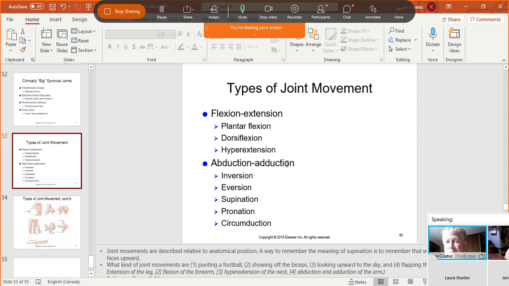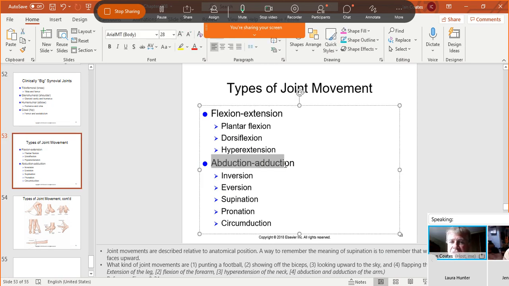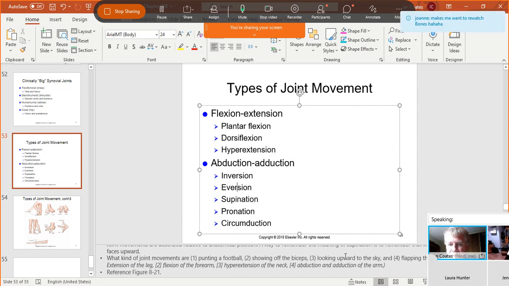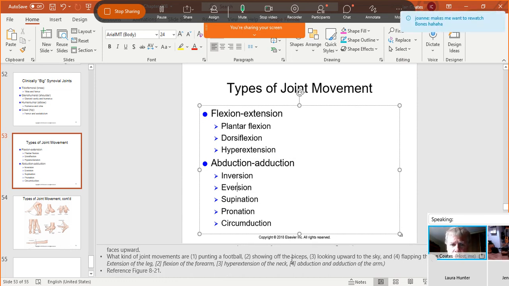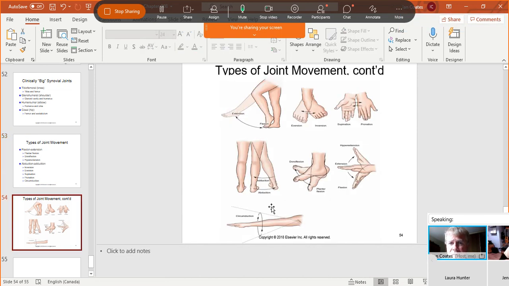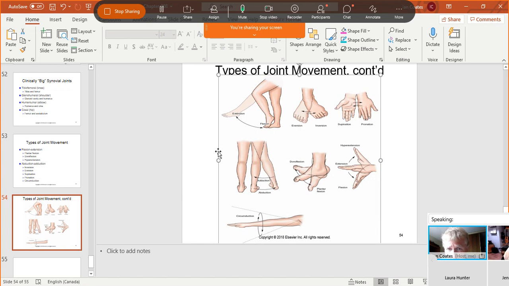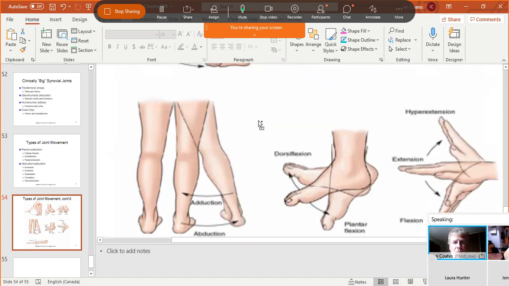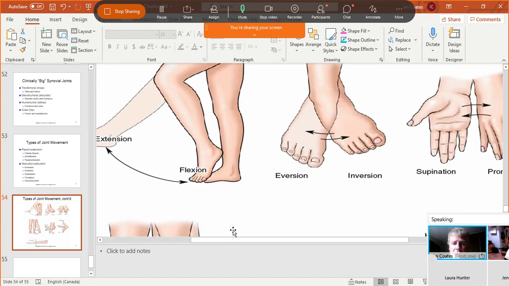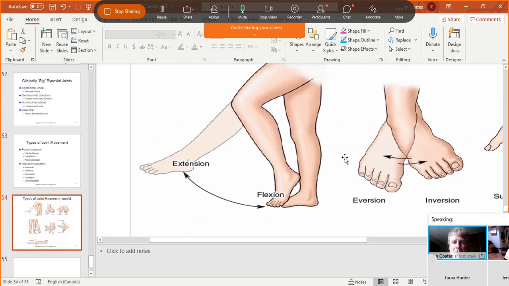Types of joint movement. Okay. You've got abduction and adduction. And please make a note of all these ones here. There might be a question on here or two, but I'm more after bones. Have a look here though. And these are all just diagrams of what we were just talking about there.